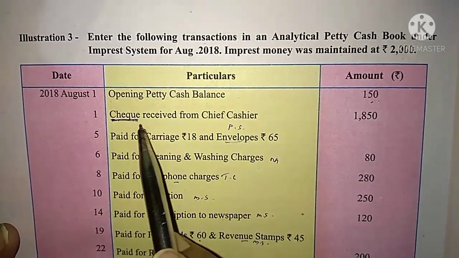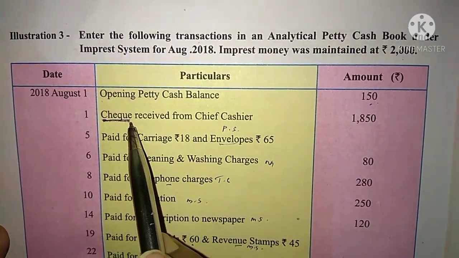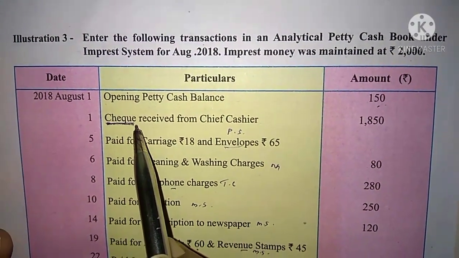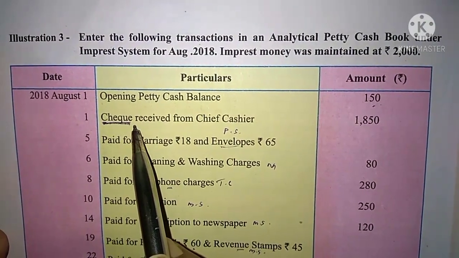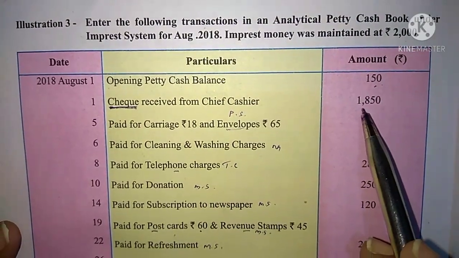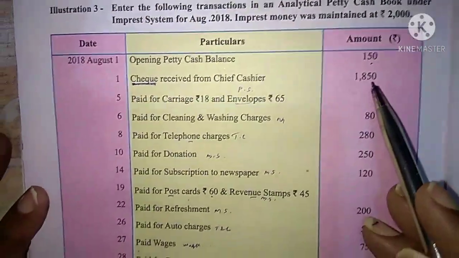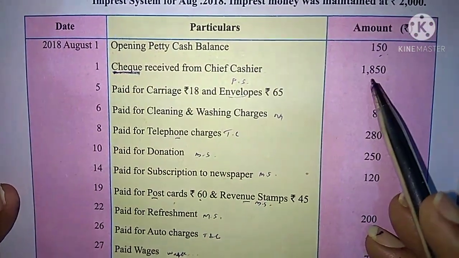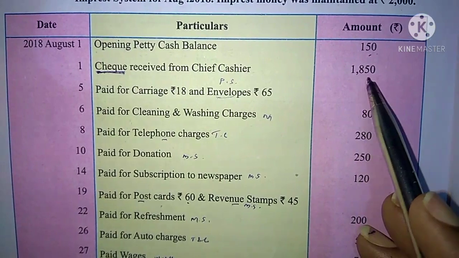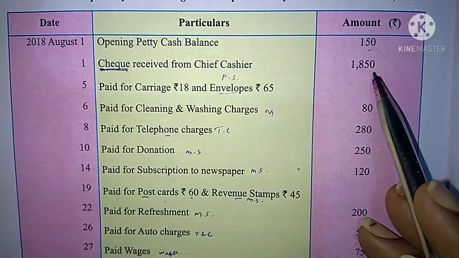So this transaction we have to represent as "To bank account", and in the particulars we have to write "To bank account", and again this amount 1850 we have to show on the left side of the petty cash book, in the amount received column, 1850.